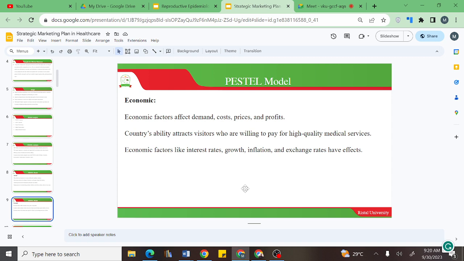The other thing that you need to look at is the interest rate. Okay, how much are you going to be paying, or the rate at which you pay back? Is it at 10% per annum, or is it 5% per annum? You need to look at those dynamics. Okay, so that is the economic environment. So if you're going to establish a hospital or healthcare organizations, you need to look at the economic environment.